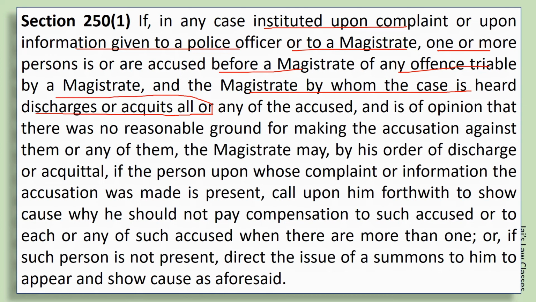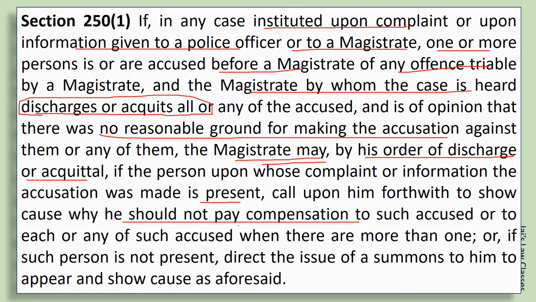Further it says, and is of the opinion that there was no reasonable ground for making the accusation against them or any of them. Then, in this case, the magistrate may by his order of discharge or acquittal, if the person upon whose complaint or information the accusation was made is present, and if he is not present, he'll call them up, to show cause why he should not pay compensation to such accused or each of them or any of such accused, where there are more than one, or if such person is not present, then direct issue of summons to him to appear and show cause as aforesaid.